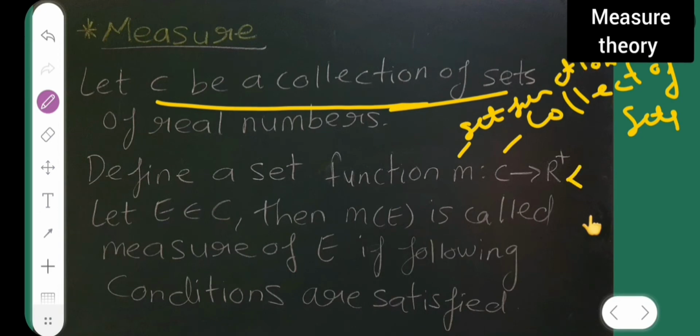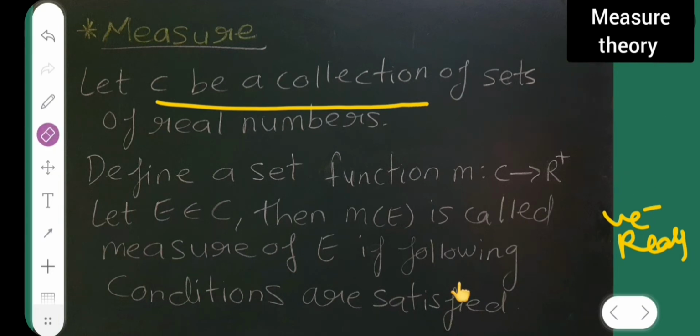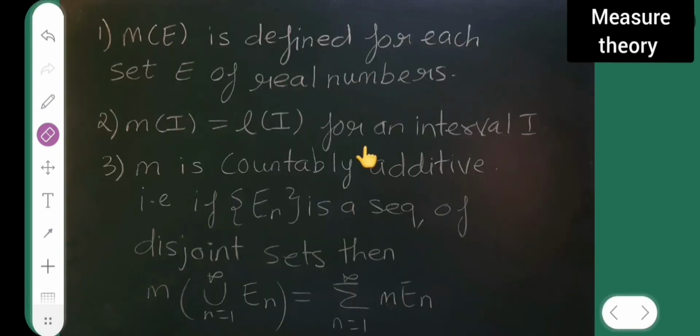And this R plus is the set of positive reals. Let E belong to C, then M of E is called the measure of E if the following conditions are satisfied. So these are the conditions which it should satisfy.